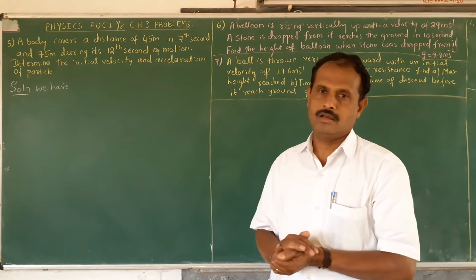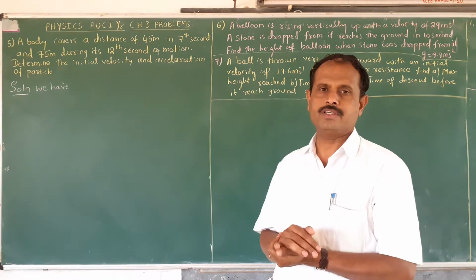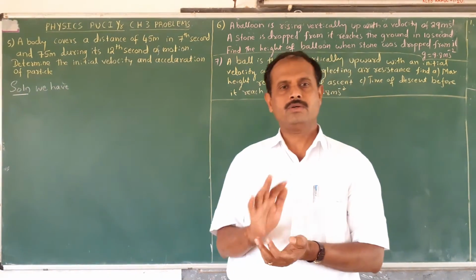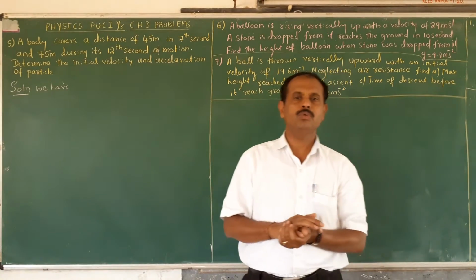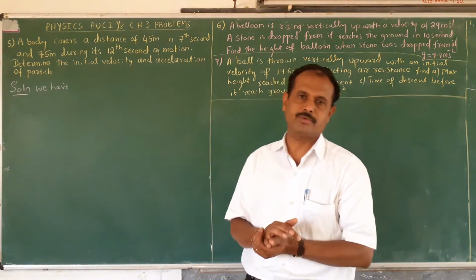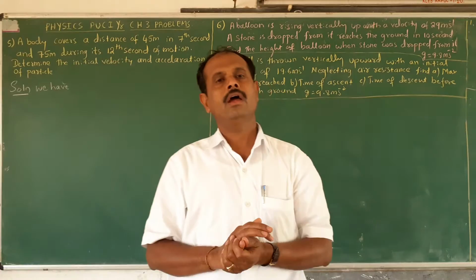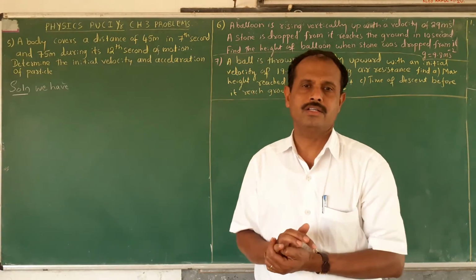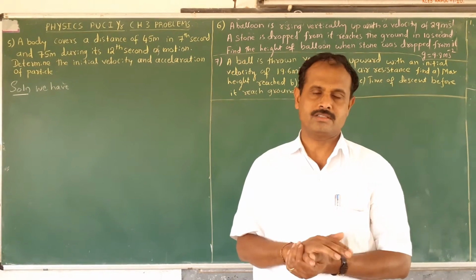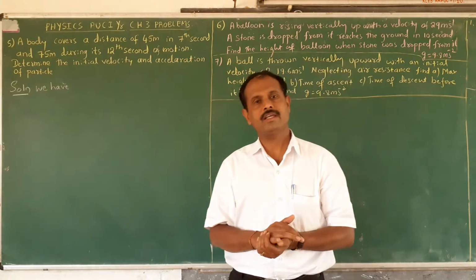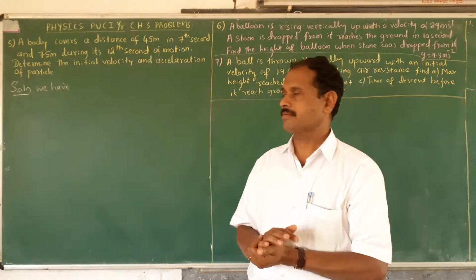And then there are 5 equations. v is equal to u plus at, s equal to ut plus 1 by 2 at square, S_n is equal to u plus a divided by 2 into bracket 2n minus 1, and another one, distance traveled by the particle, and acceleration in terms of 2 distances, a is equal to s2 minus s1 divided by t square.